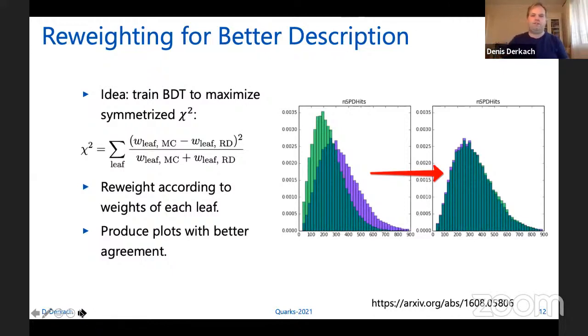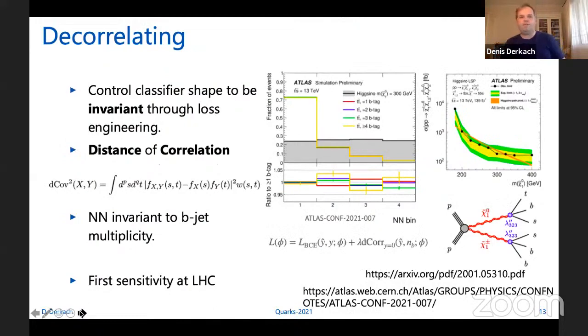However, there is an idea here that we need to do something different. Instead of trying to reweight the Monte Carlo to match something, we need to have a decorrelation. So we need to control the classifier shape to be invariant, and we can do this using some loss engineering. Most recent result.